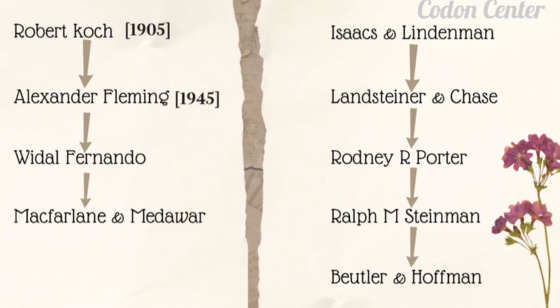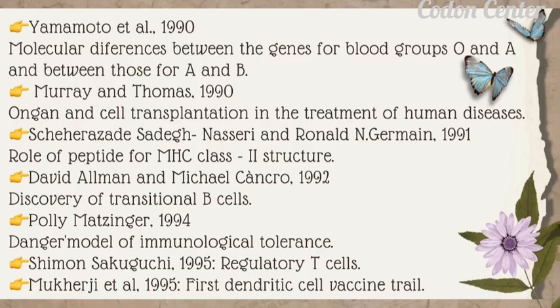In 1972, Rodney R. Porter and Gerald M. Edelman received the Nobel Prize for their fundamental studies in the chemistry of immunoglobulins. In 2011, Ralph M. Steinman received the Nobel Prize for the discovery of the role of dendritic cells in the human immune response. Again, in 2011, Beutler and Hoffmann received the Nobel Prize for their work on toll-like receptors. A few major scientists' names and their discoveries are mentioned here.